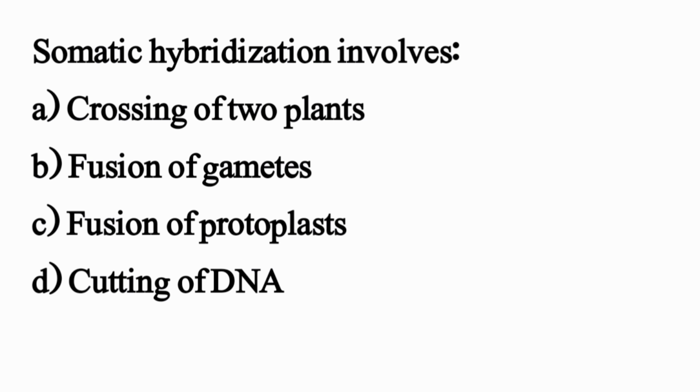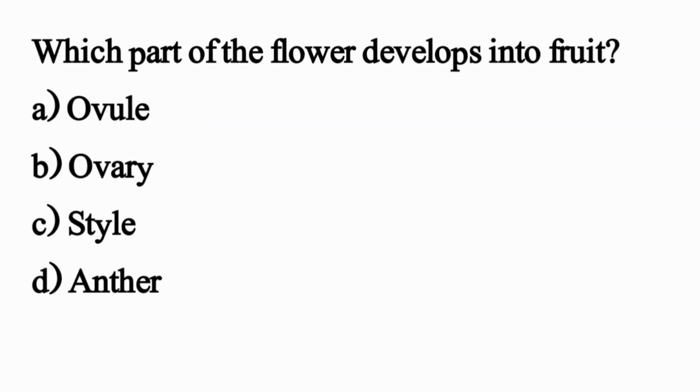Somatic hybridization involves. The right option is option C, fusion of protoplasts. Which part of the flower develops into fruit? The right option is option B, ovary.